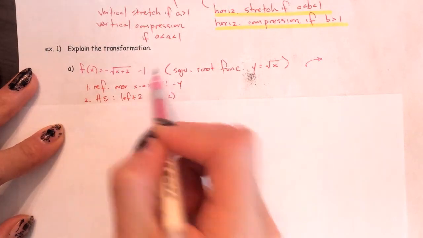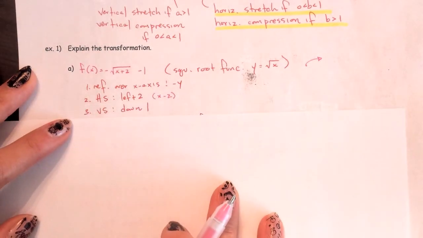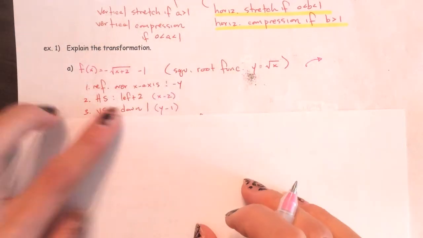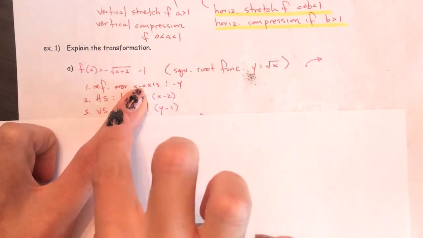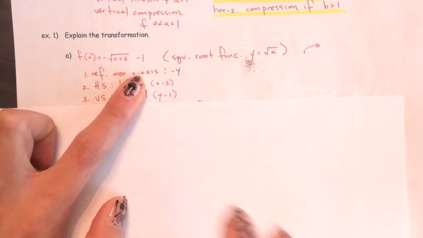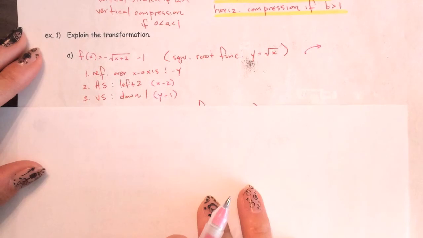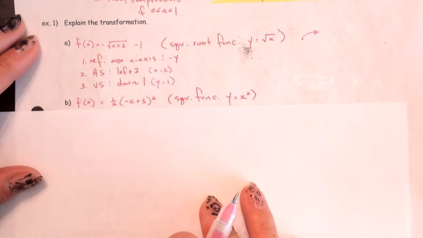Okay, what's the -1 at the end? That's a vertical shift, down 1. I actually like y minus 1 a little bit better. So I would rather you write it like that. I know these are my notes, but I would rather you write it like that. Okay, and then, how about this?